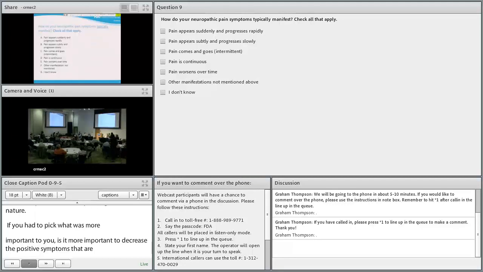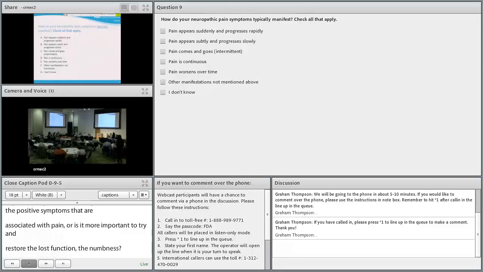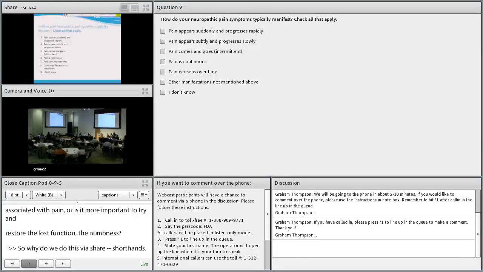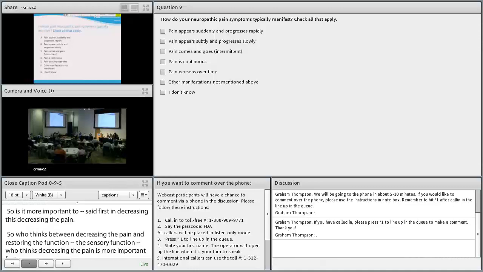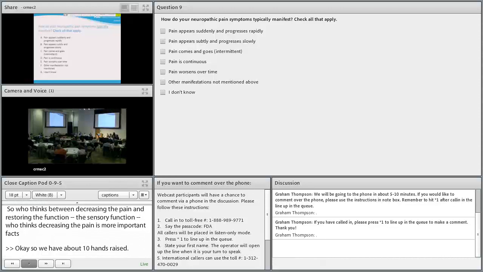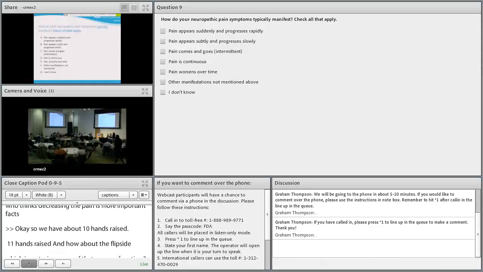So why don't we do this by a show of hands then? Is it more important to, you said the first is decreasing the pain, right? So who thinks, between decreasing the pain and restoring the sensory function, who thinks decreasing the pain is more important? Okay, so we have about 10 hands raised, 11 hands raised. And how about the flip side, which is restoring some of that sensory function? About 12. So it seems about the same for both.